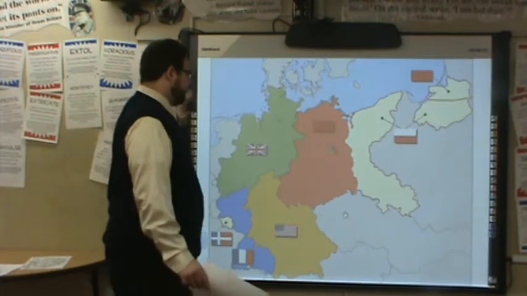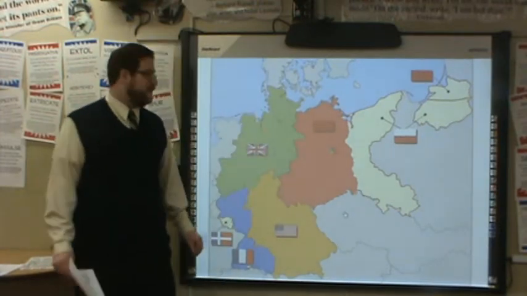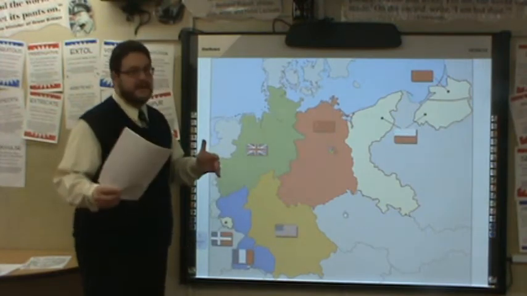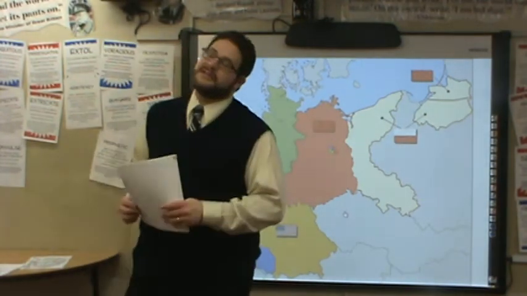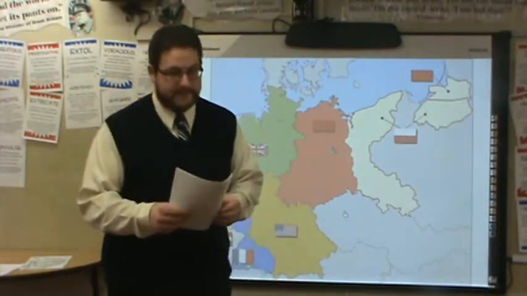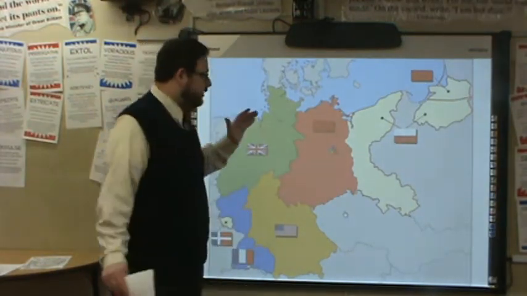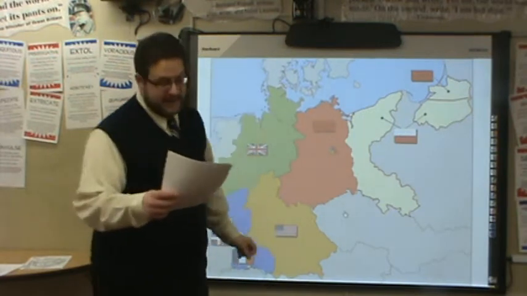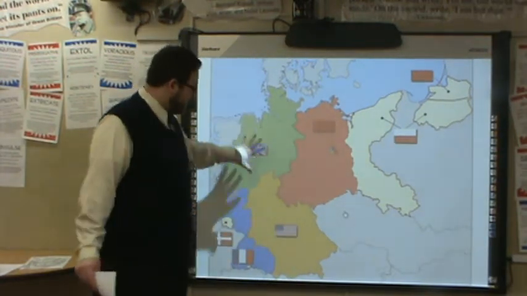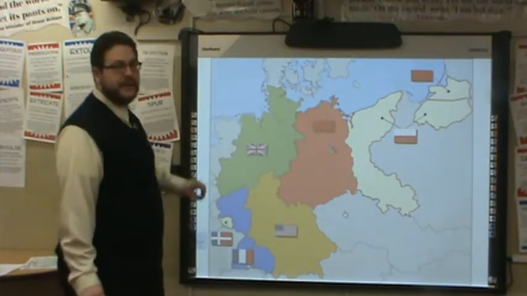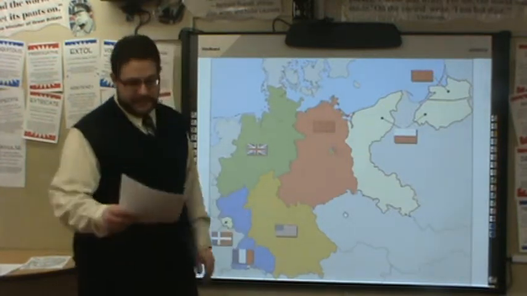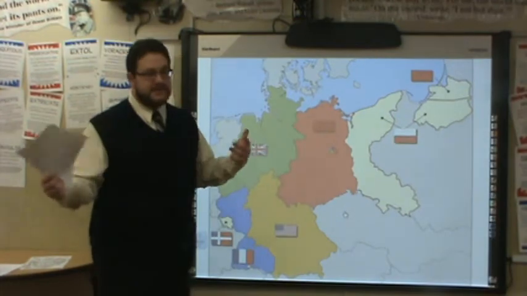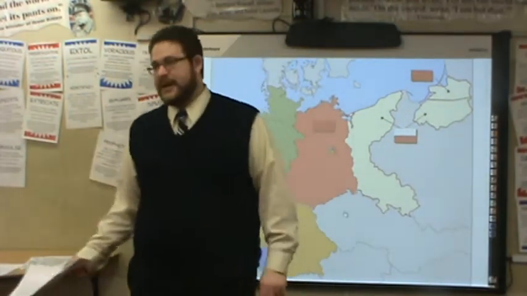Now, these divisions are not meant to be permanent. These are not supposed to be permanent divisions. But as the Cold War descended, this division would become permanent. And it would become permanent because Germany was divided into a West Germany and an East Germany. Here are the 3 powers that control the western part of Germany: France, Great Britain, and the United States. And they were sovereign over Germany for 3 years until 1948.